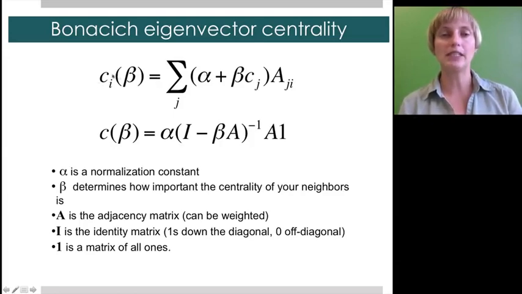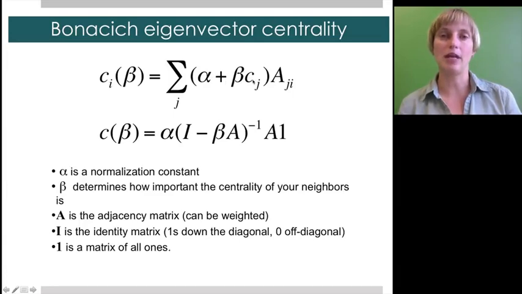And this parameter alpha here is just a normalization constant. So you have that the centrality of node I for a certain parameter beta is the sum over all of its neighbors, which you're going to get from the adjacency matrix. This can be weighted or not. And for each of those neighbors, you're going to have this factor of alpha plus beta times the eigenvector centrality of the neighbor.